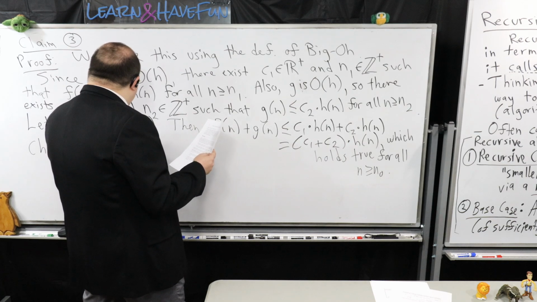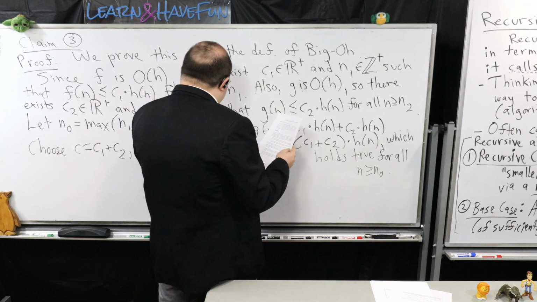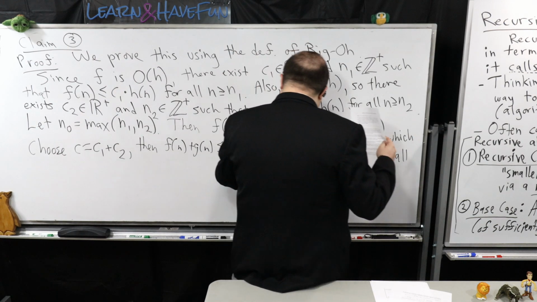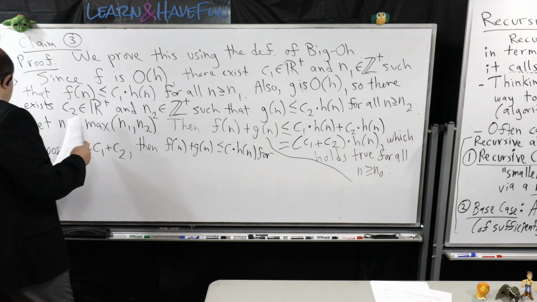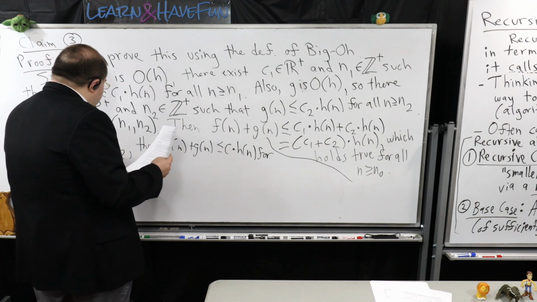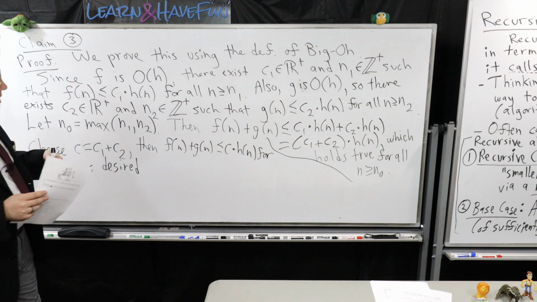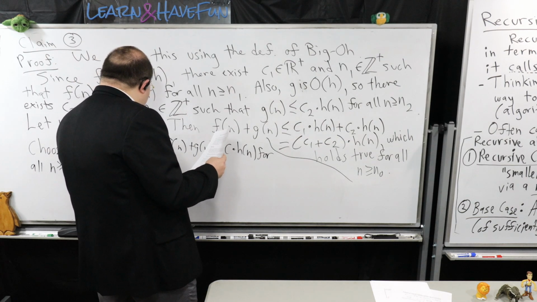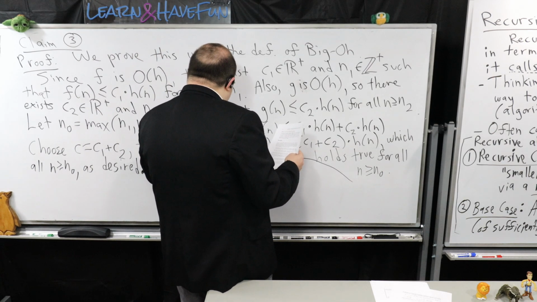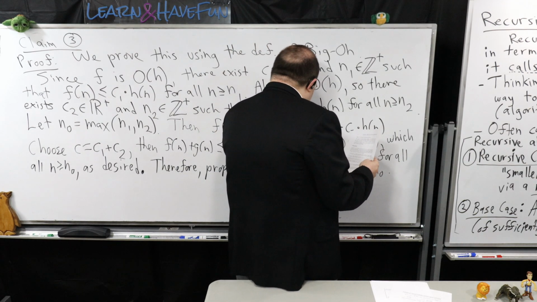Choose c to be c1 plus c2, then f of n plus g of n is less than or equal to c times h of n for all n greater or equal to n0, as desired. Since I've already brought up that I'm using the definition of big O, I'm done. So I can say therefore property 3 holds. And we're done.